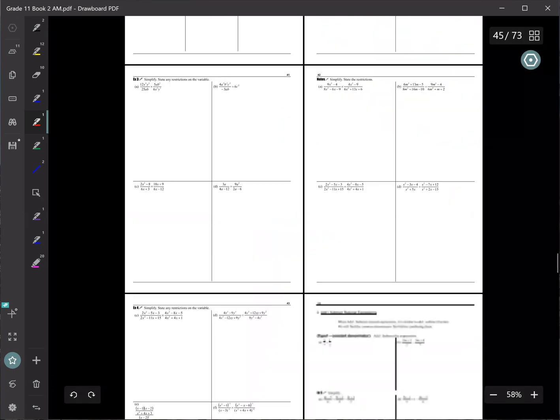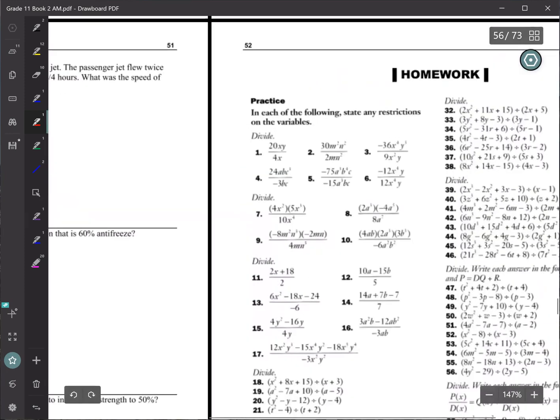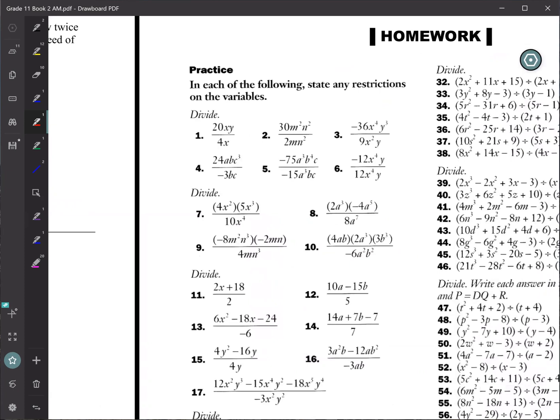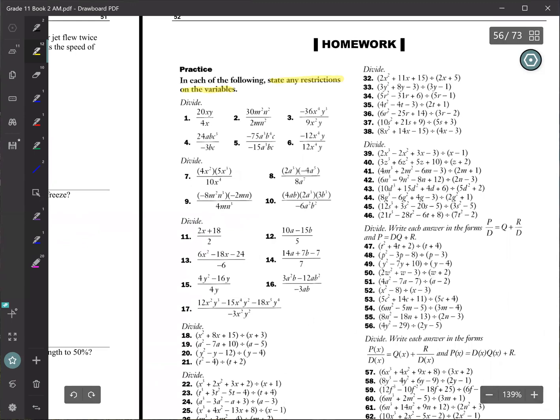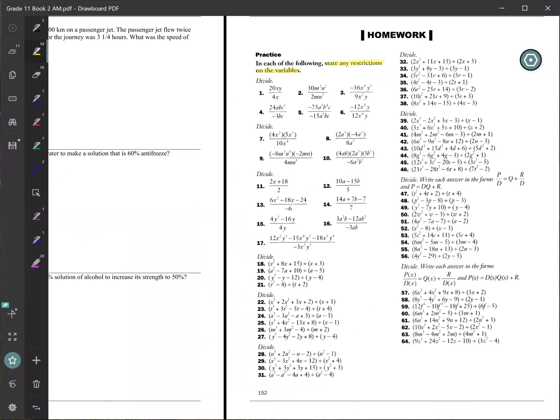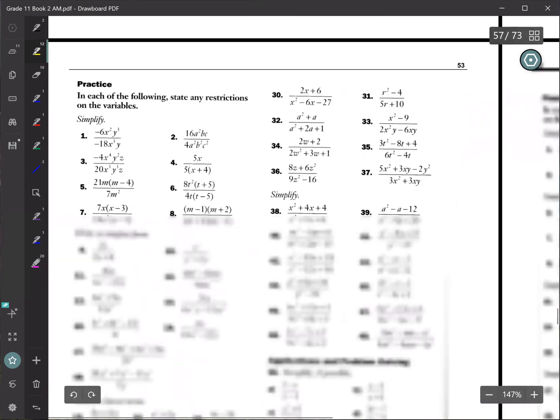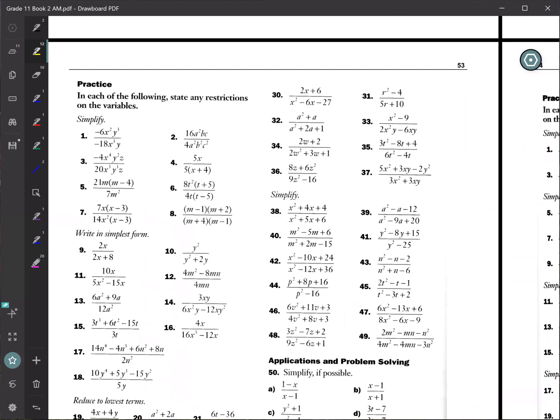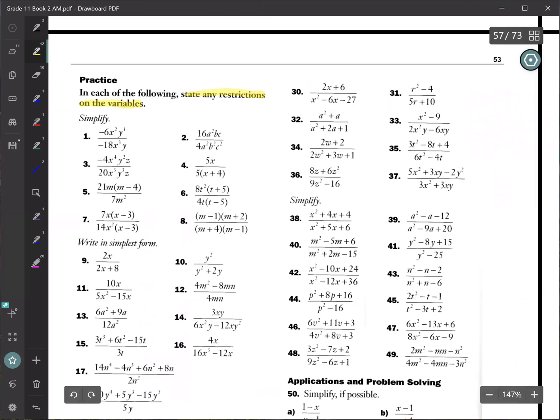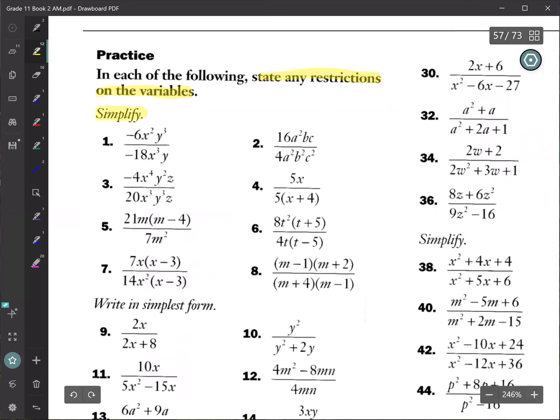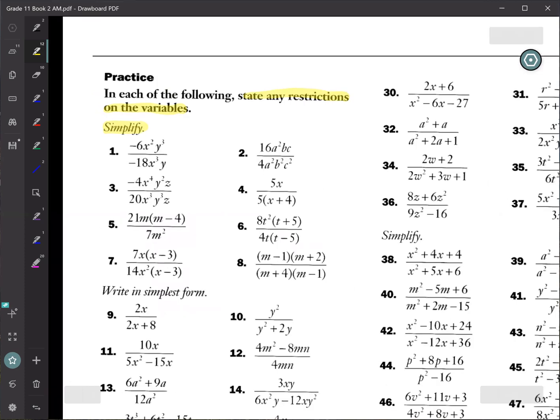So let me show you what a homework will look like. Here it says, in each of the following, state any restrictions. It's talking about everything on this whole page. And same with this one: in each of the following, state any restriction, even though the question asks you to simplify. So after you simplify, you still need to write the restrictions. It's part of the solutions. So the answer will have two parts, simplifying and restriction. So what does simplifying mean? That's what we're going to do.